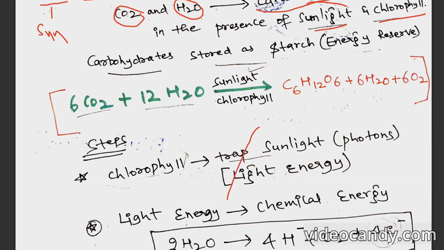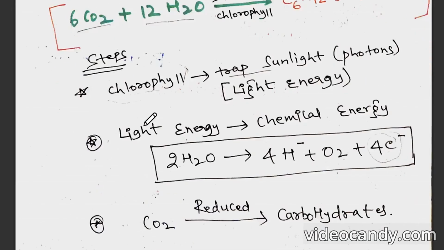So the important steps in photosynthesis. The first step is the chlorophyll, that's a green pigment present in the leaf. It traps the sunlight, because it needs energy, and that comes from the sunlight as photons. That's the energy source. For everything that happens on Earth, on the whole planet, sunlight is the primary energy. So for photosynthesis, sunlight is the primary energy.